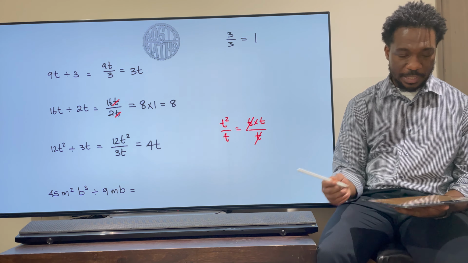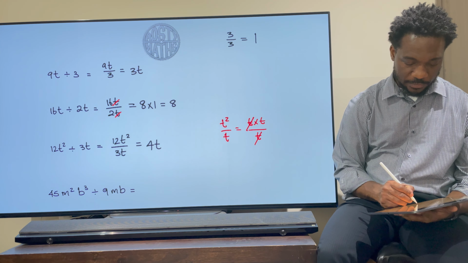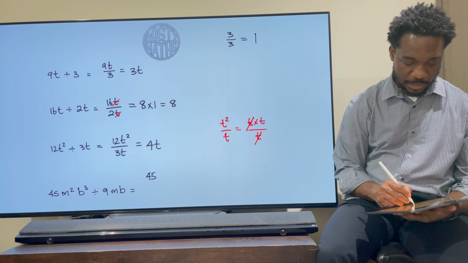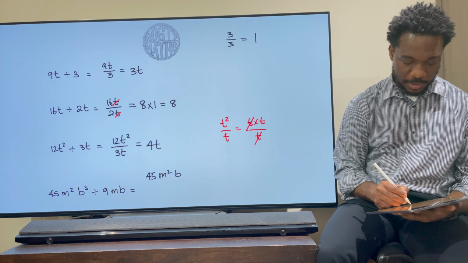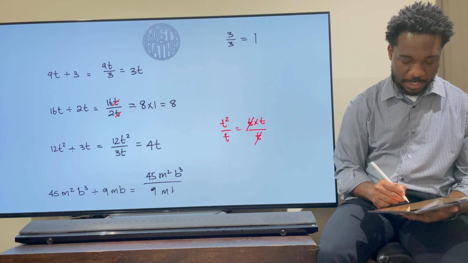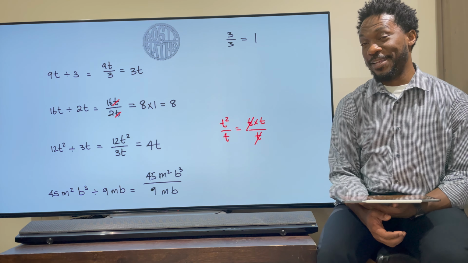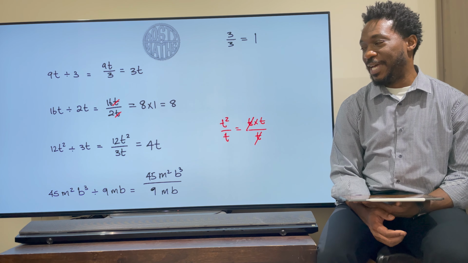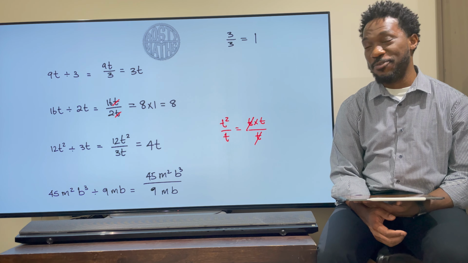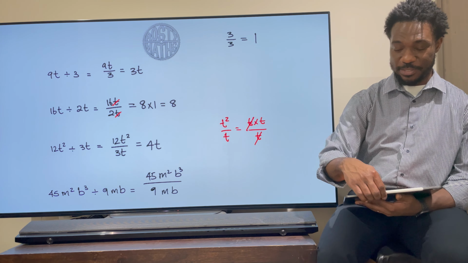All right, let's do that last one and finish up the video here. So now I have got 45 m squared b cubed divided by 9mb. Now, if you think you know what to do, good idea, pause the video here and have a look to see if you can work it out. But for now, I'm going to jump straight into it.